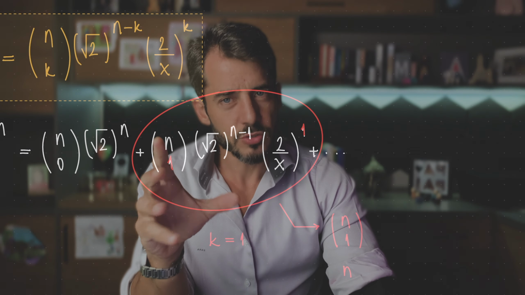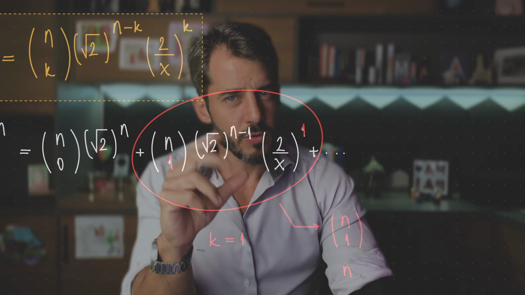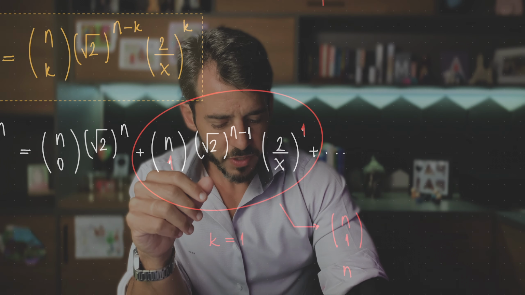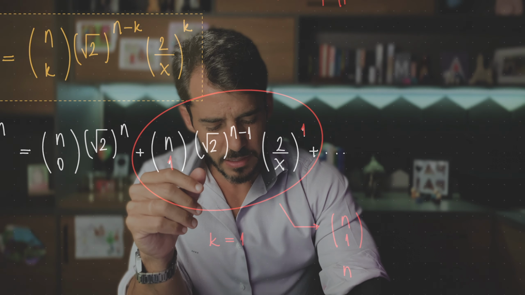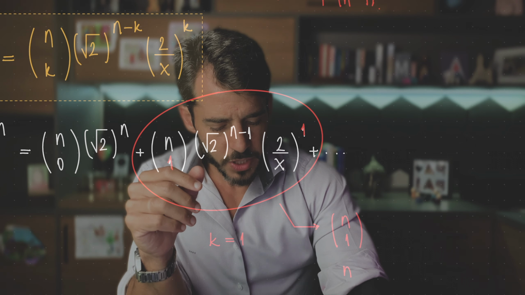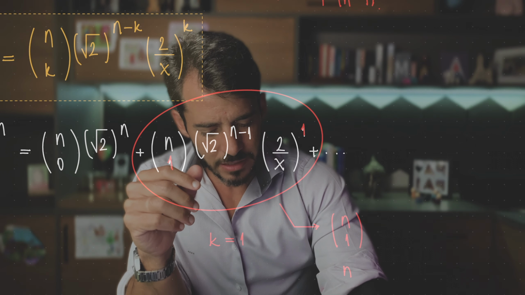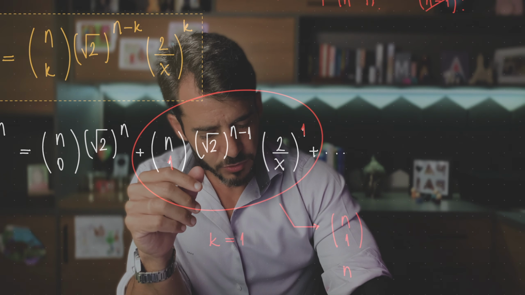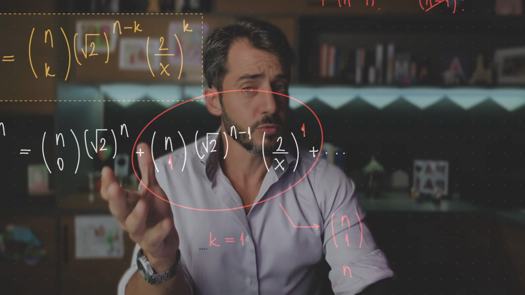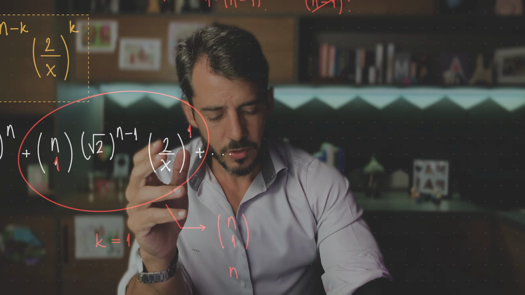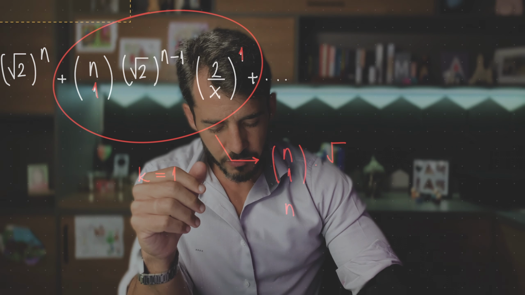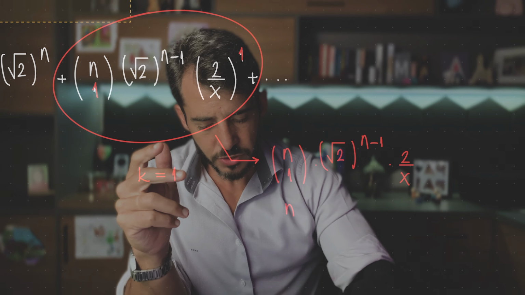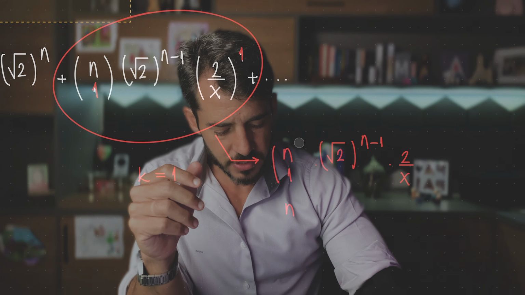You can prove it using the definition of a binomial coefficient, where n choose 1 is equal to n factorial over 1 factorial, which is just 1, times n minus 1 factorial. We can rewrite the numerator as n times n minus 1 factorial, and then we can simplify the n minus 1 factorial from the top and the bottom, or the numerator and denominator. So we get our n. But continuing over here, we have root of 2 to the n minus 1 times 2 over x. Now, as mentioned before, this n choose 1 is just equal to n.